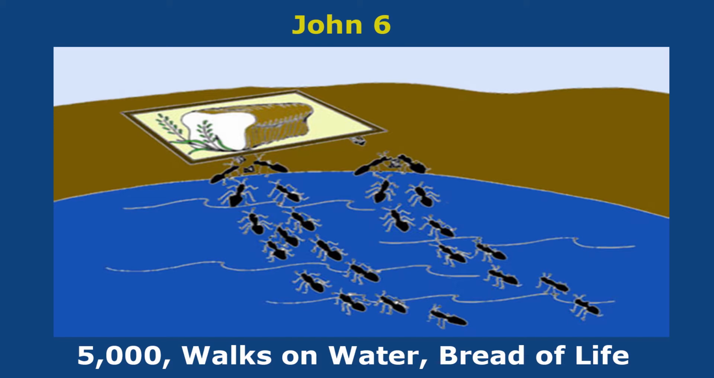John chapter 6. Chapter 6 is seen in the bugs, which have 6 legs. 5,000 is the 5,000 termites that have eaten the sign down. Walks on water are the termites walking over the water. Bread of life is the billboard, which is a loaf of bread.